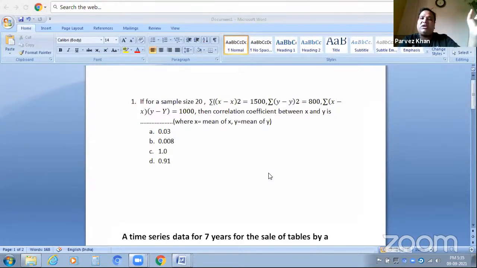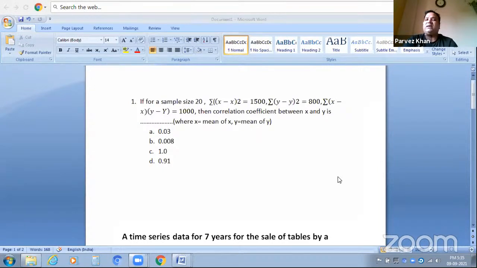And dx means I have taught you x minus x bar. Dx means x minus x bar. So instead of writing dx square, which means x minus x bar whole square, what they have written is sigma in bracket x minus x bar whole square. So this 1500 is your sigma dx square.